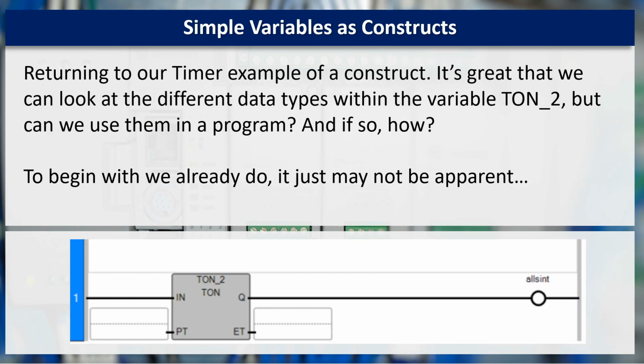Returning to our timer example of a construct, it's great that we can look at different data types within the variable TON2, but can we use them in a program? And if so, how? To begin with, we already do. It's just, it may not be apparent.